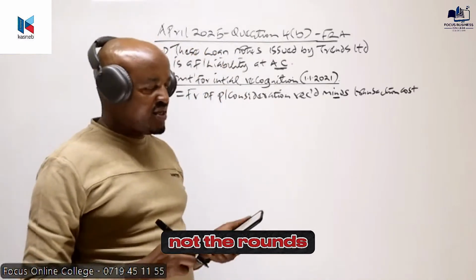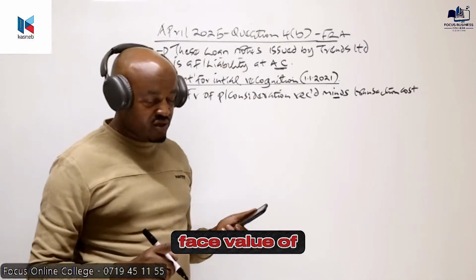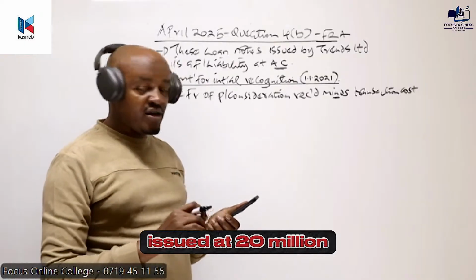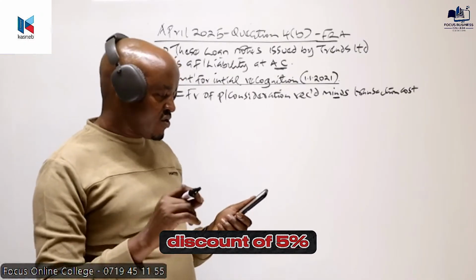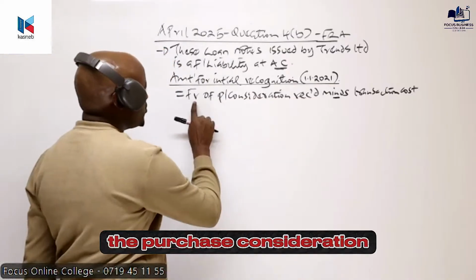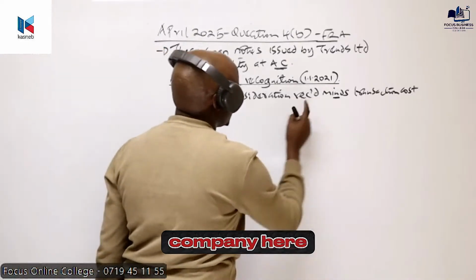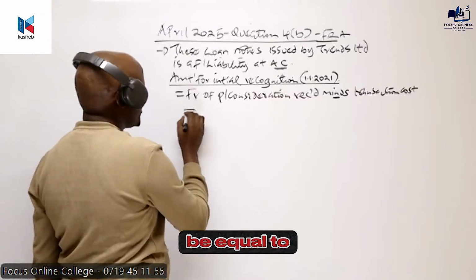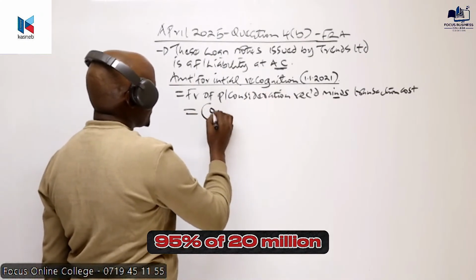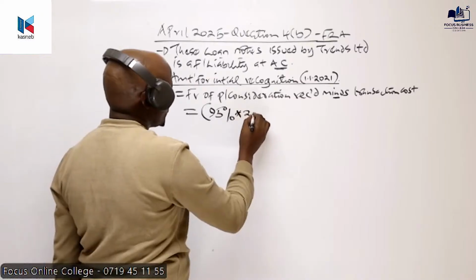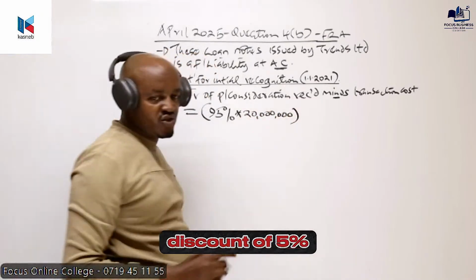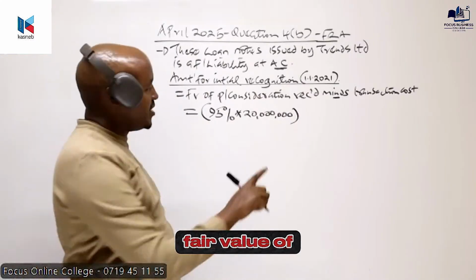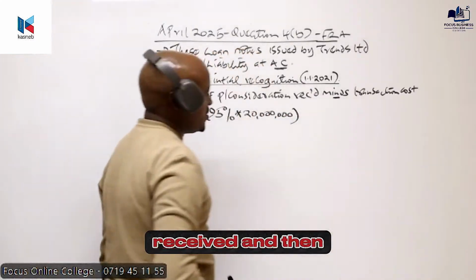In this case, you can see the loan notes issued had a face value of 20 million, but were they issued at 20 million? No, we are told they were issued at a discount of 5%. So therefore, the purchase consideration received by our company here will be equal to 95% of 20 million, because they were issued at a discount of 5%. This is the fair value of purchase consideration received.